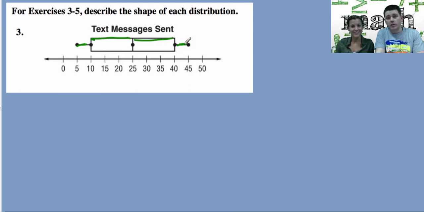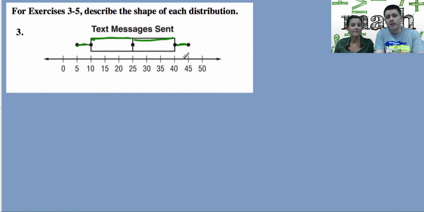So Mrs. King is pointing out the two whiskers, our upper and lower extremes, are both evenly spaced. They're both about 5 in length. Our first and third quartiles, these middle two sections, are each exactly 15 text messages long. So everything is nice and evenly divided for us. The median is completely in the middle at 25, and there are no outliers in our graph. So we could describe this as symmetric.